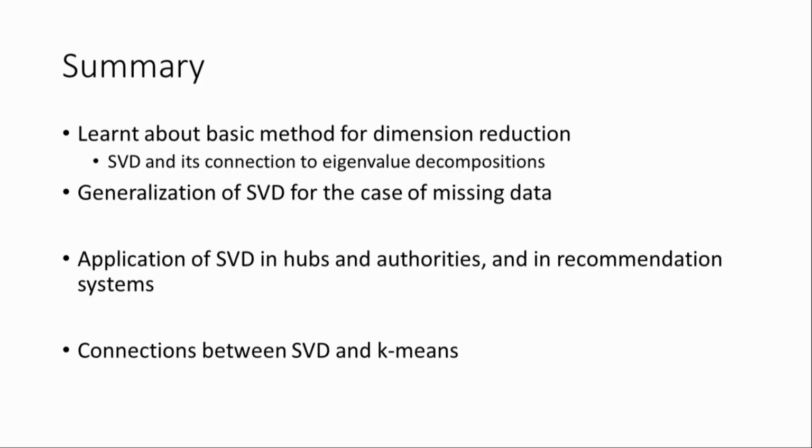Okay, just to summarize, we learned about the basic method for dimension reduction, which is singular value decomposition, and its connection with principal component analysis. We talked a little bit about the generalization of SVD for the case of missing data. We talked about application of SVD in hubs and authorities and in recommendation systems. We didn't get to talk about the connection of SVD with k-means, but please feel free to look at the slides for this. Any questions?